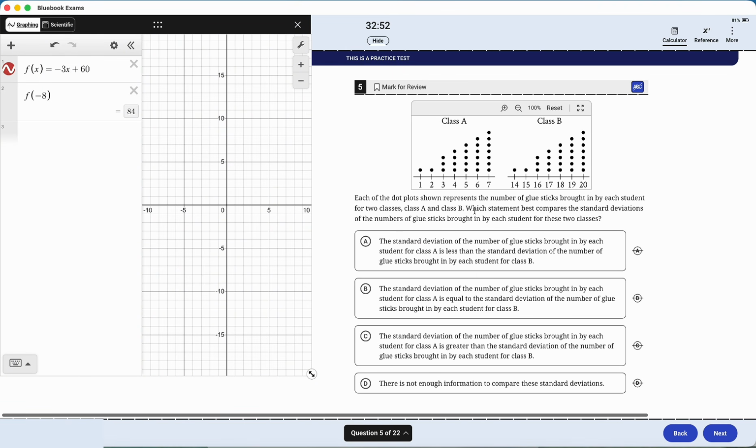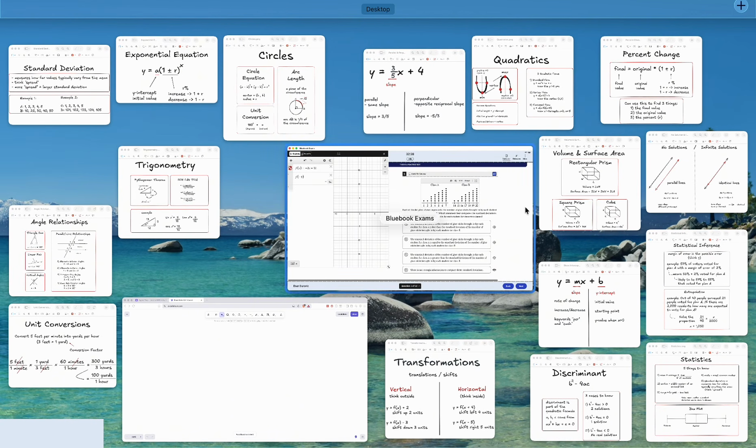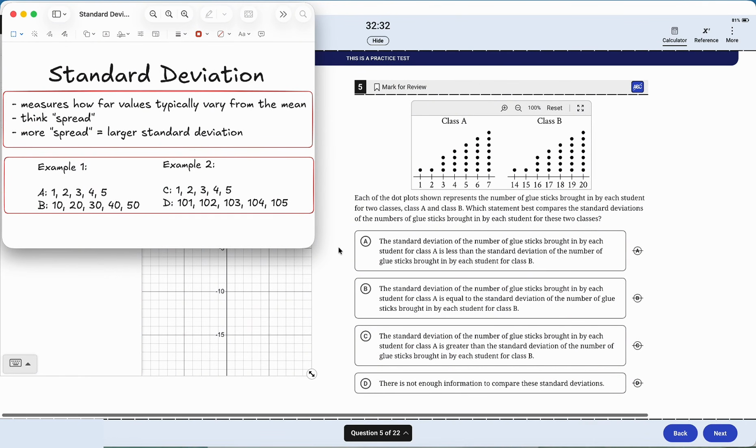Next one here. Each of the dot plots represents the number of glue sticks brought in by each student for 2 classes, Class A and B. Which statement best compares the standard deviations? Just looking at this, I know the standard deviations are the same. What you want to know about standard deviation, let me pull that up. Where do we have standard deviation? We have that somewhere here. There it is, up in the corner.